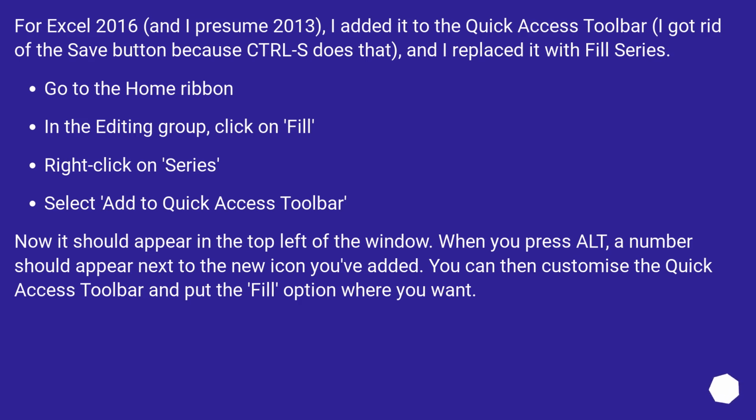Right-click on Series. Select Add to Quick Access toolbar. Now it should appear in the top left of the window. When you press Alt, a number should appear next to the new icon you've added. You can then customize the Quick Access toolbar and put the fill option where you want.